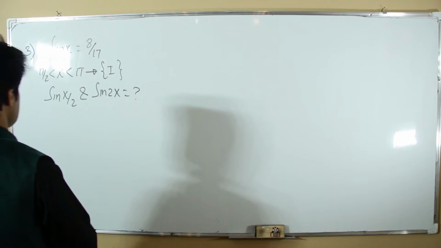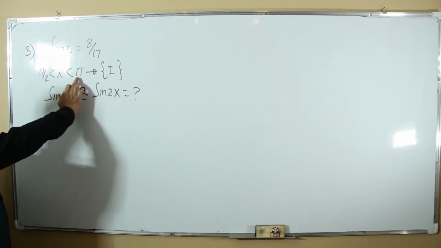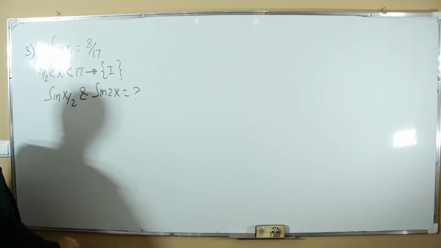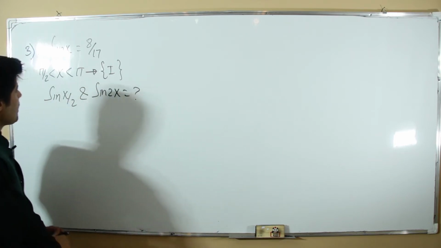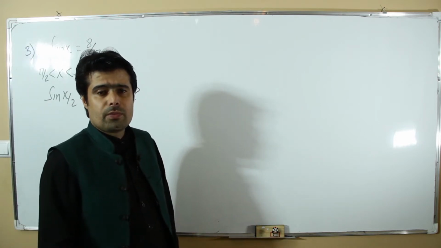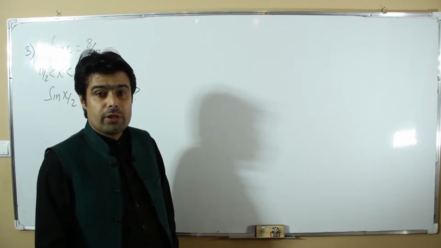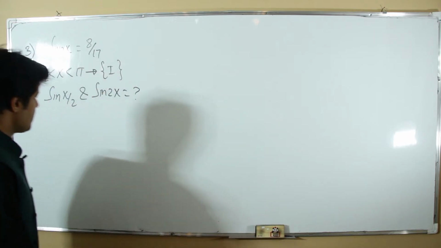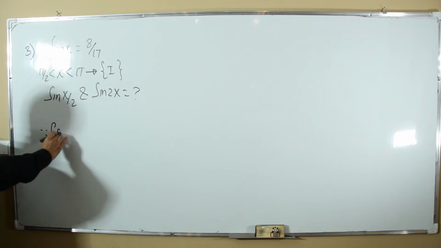Question number 3. Sine x is given as 8 by 17. x is between pi by 2 and pi. It means in the first quadrant. Now, what are sine x by 2 and sine 2x? One thing you know is that if we define one trigonometric ratio of an angle, we are able to define every trigonometric ratio. What do I mean? If sine x is given as 8 by 17, now what is cosine x?